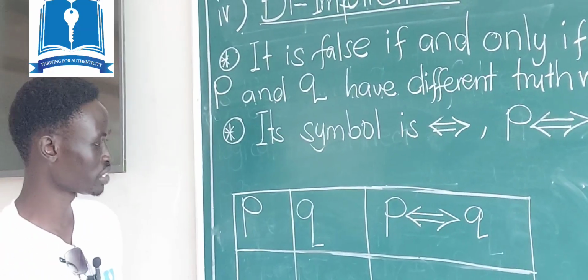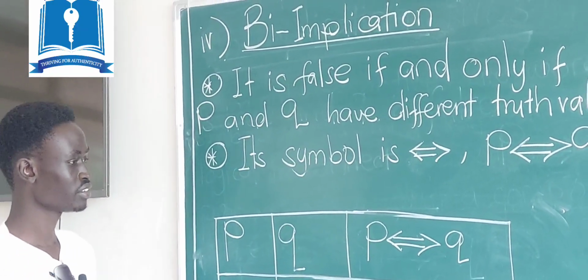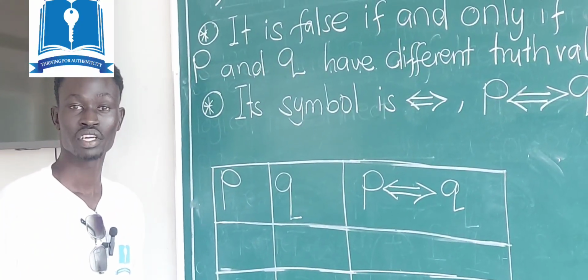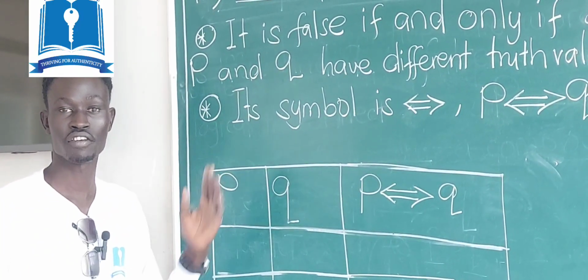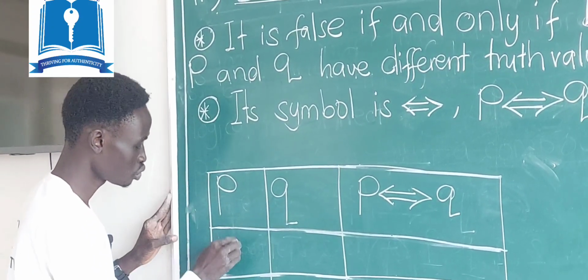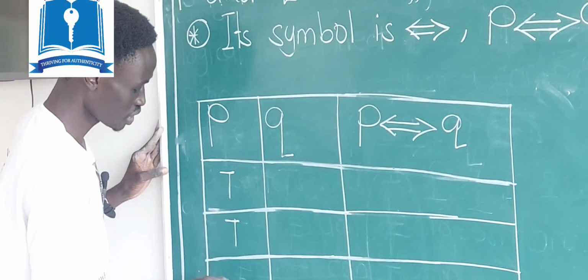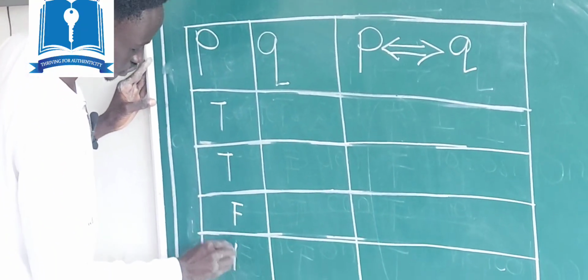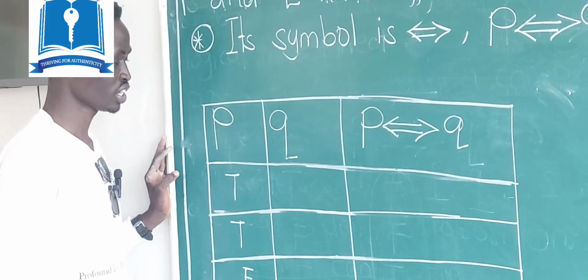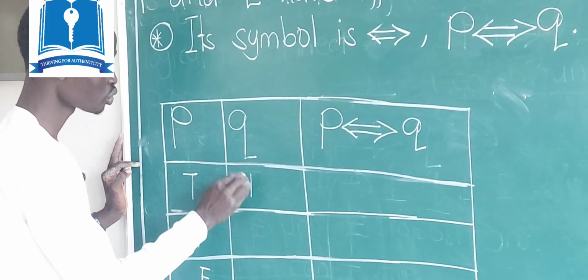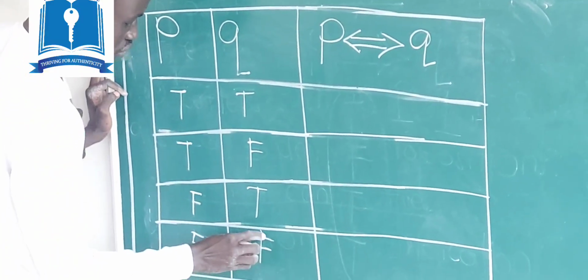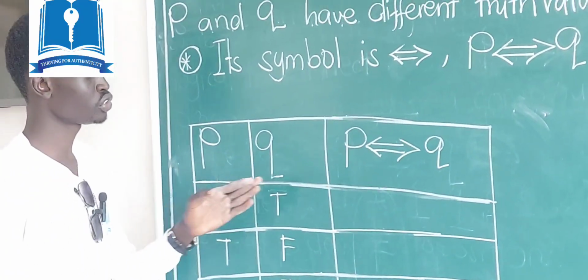Now let us see how we can solve this. It is just the same way we solved the previous connectives. For P we are getting true, true, false, false, just like we did in the previous connectives. For Q we are getting true, false, true, false. Now the major issue is to solve this.